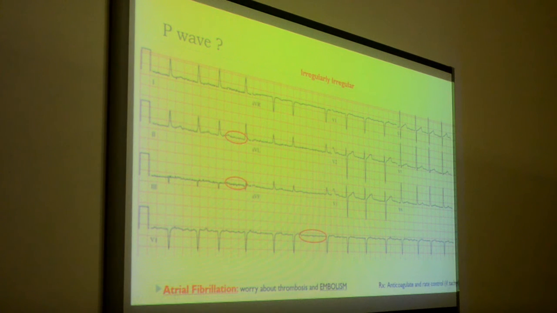And they can be tachycardic. If they are, then you have to use rate control, drugs to slow down the heart rate. This is an example of a supraventricular tachycardia. Basically, it's a tachycardia that starts from above the ventricle.